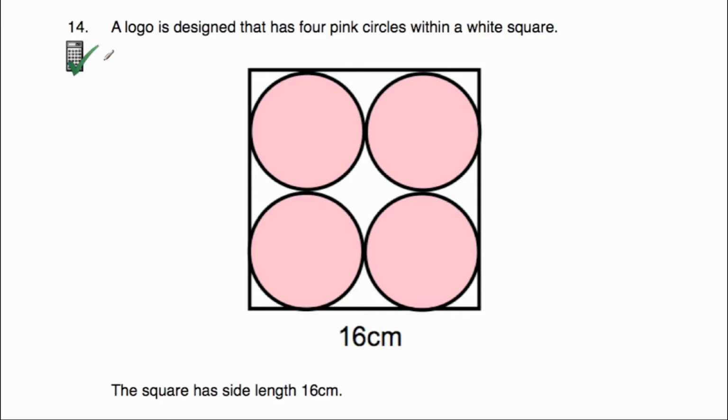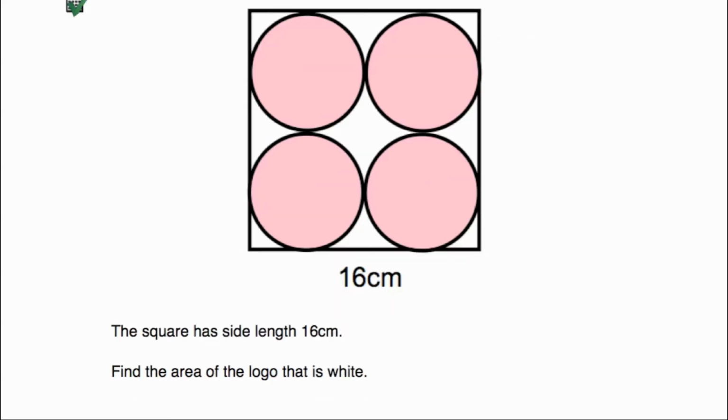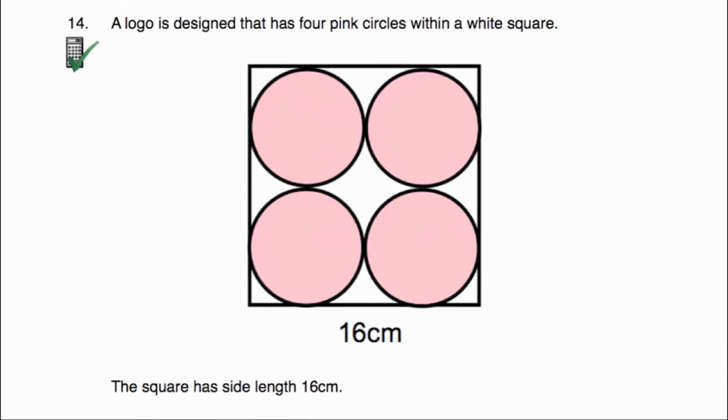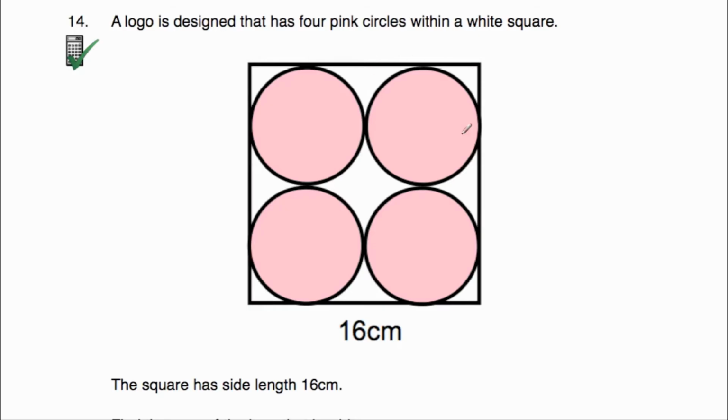Question number 14 says a logo is designed so that it has 4 pink circles within a white square. So we've got this square and we've got these 4 pink circles, and we're told that the square has got a side length of 16 centimeters, and we've been told to find the area of the logo that is white. So we're looking for the area of these white regions, so the area of this logo that's white.